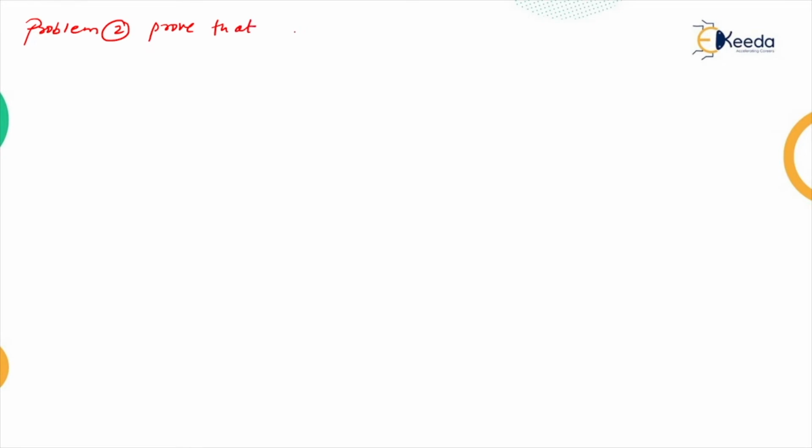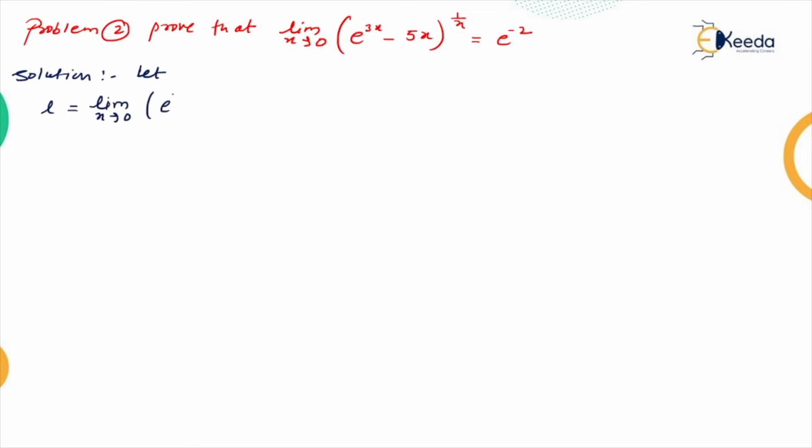Prove that the limit as x tends to 0 of (e to the power 3x minus 5x) to the power 1 by x is equal to e to the power minus 2. So I am writing the solution. Let the given LHS be written as limit L, and L is equal to the limit as x tends to 0 of (e to the power 3x minus 5x) to the power 1 by x.